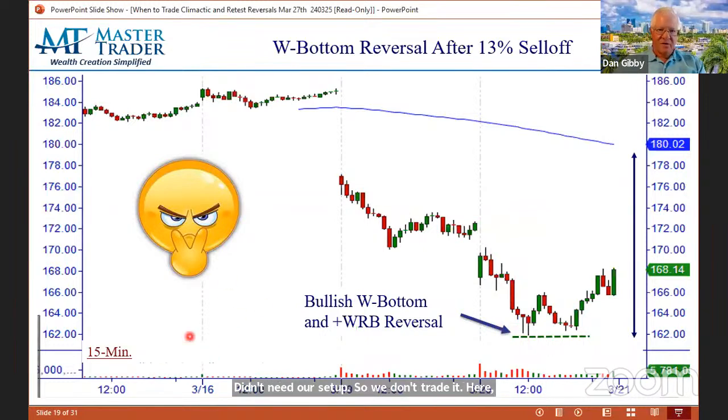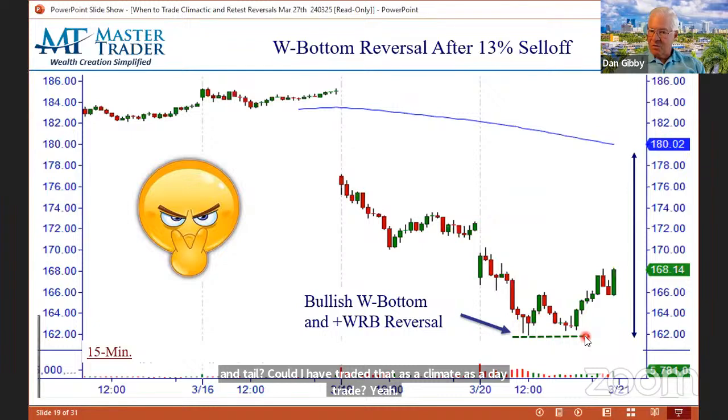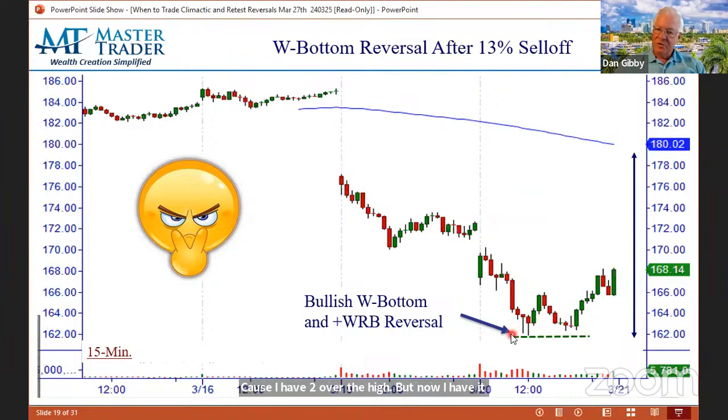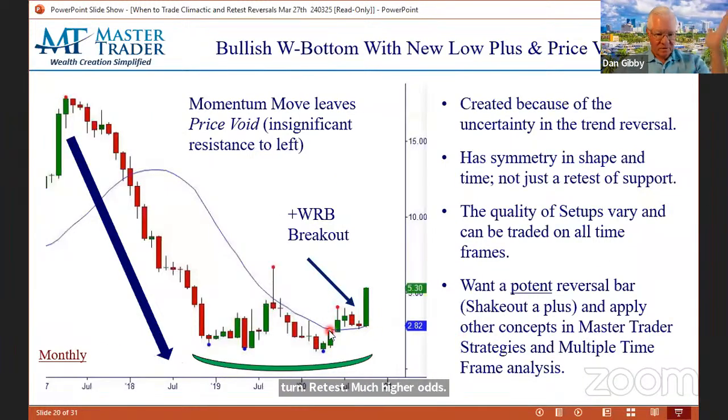Here, intraday chart, down 13%. So obviously it was on some ugly news. Bottoming tail. Could I have traded that as a climo or as a day trade? Yeah, because I have two bottoming tails and it traded over the high. But now I have a 3-bar turn retest. Much higher odds. You know, Greg uses the term same but different. So the whole rest of these slides, we have another 5 minutes or so before we switch over to real charts. You're going to see it's the same but different.